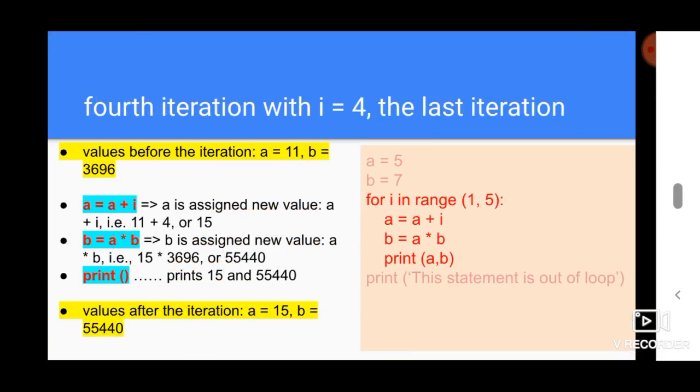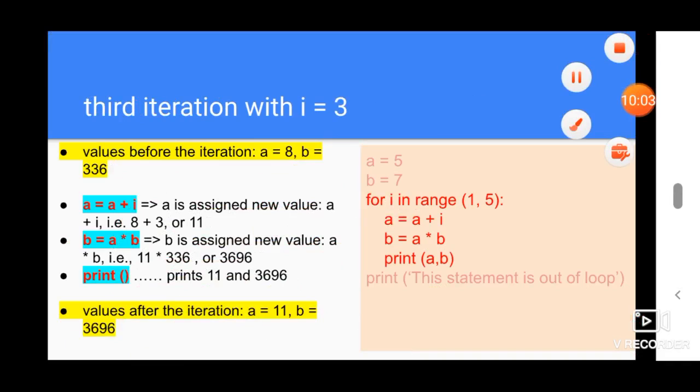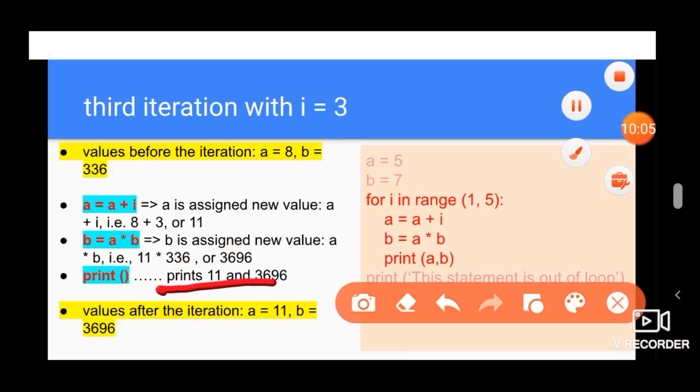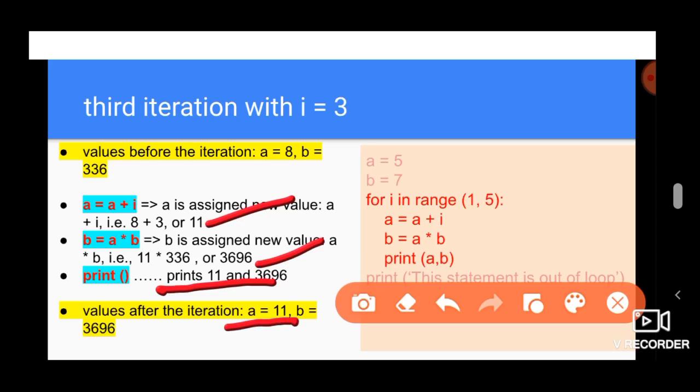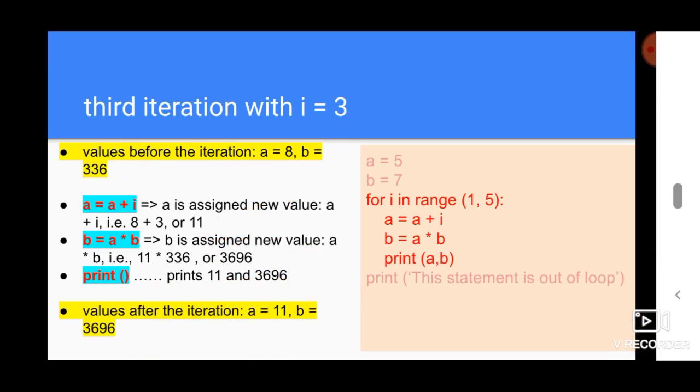And the next statement is just the print statement, which prints the values of a and b. The latest value of a is 11 and the latest value of b is 3696. These two values are printed, and this completes the third iteration of this for loop. So at the end of this third iteration, we have the value of a as 11 and the value of b as 3696. Let us see what happens in the last iteration.